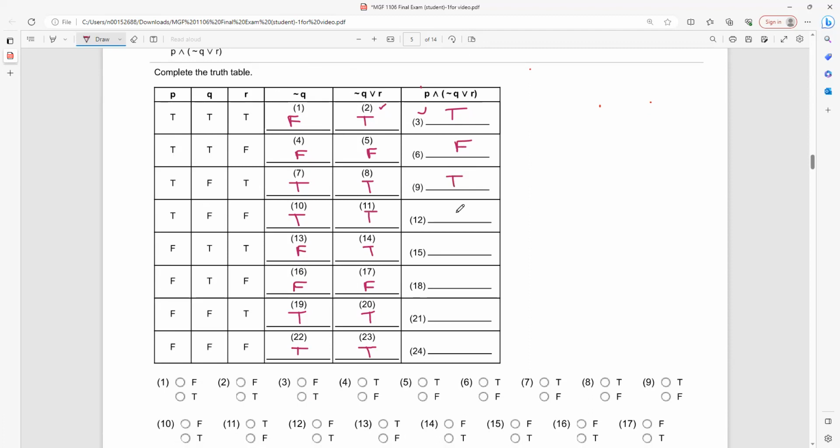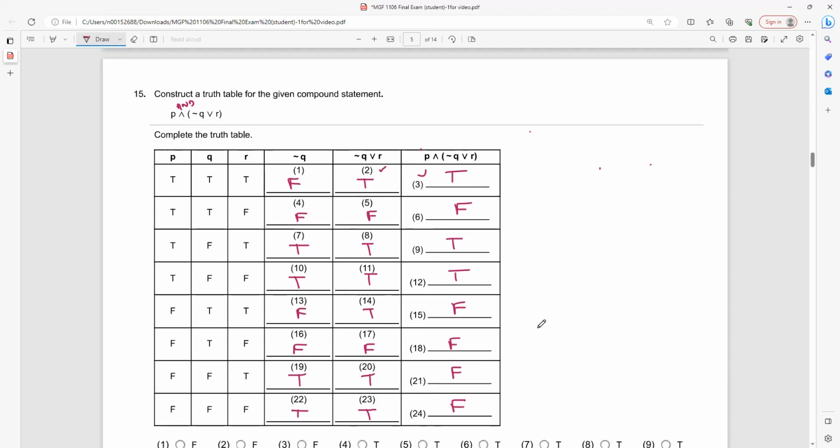True and true, again, this will be true. True and false, so this will be false for number 15. False and false, so we should have false. And then false and true, so we should have false. Remember, both have to be true. True and false, this will be false. Now we've completed our truth table for number 15.